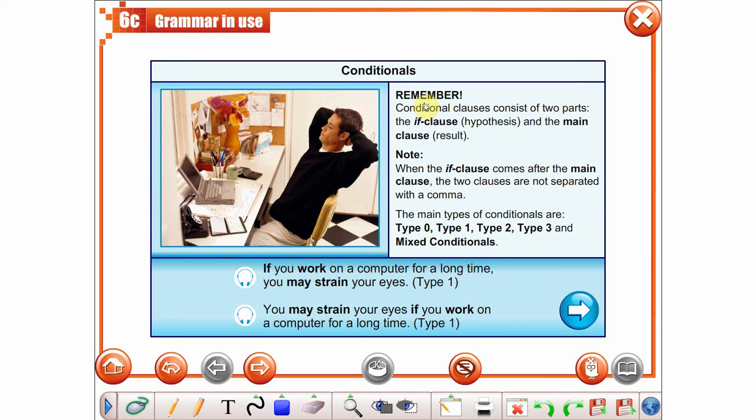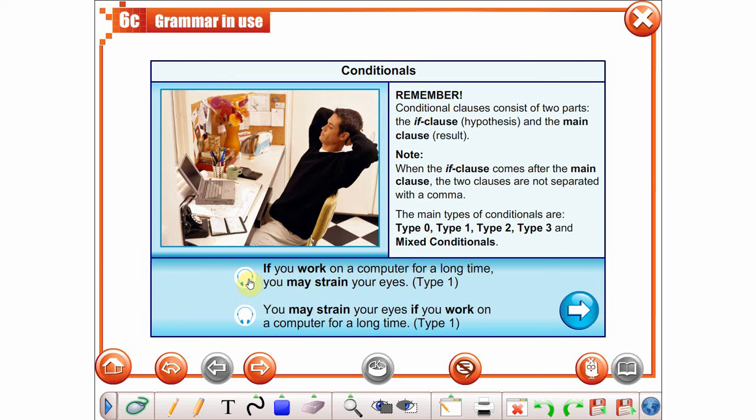What about the conditionals? I'd like you to remember that conditional clauses consist of 2 parts. The first part is the if clause. This is what we call hypothesis. And the main clause or the result, this is the second part. So you have to know that when the if clause comes after the main clause, the 2 clauses are not separated with a comma. For example, you can listen and have a look at this example.